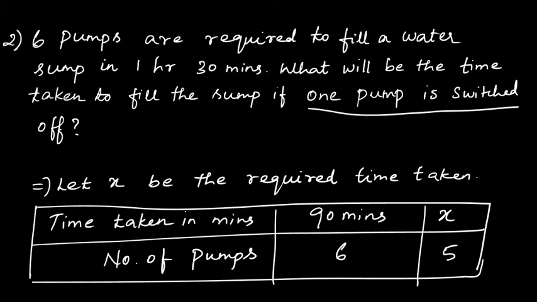So what will be the time taken? So let x be the required time taken. We'll write the tabular column. Time taken in minutes, then number of pumps. So time taken in minutes, they have given 1 hour 30 minutes. So when you convert it in terms of minutes, you'll get 90 minutes using 6 pumps. For 5 pumps, what will be the time taken? We have taken it as x.